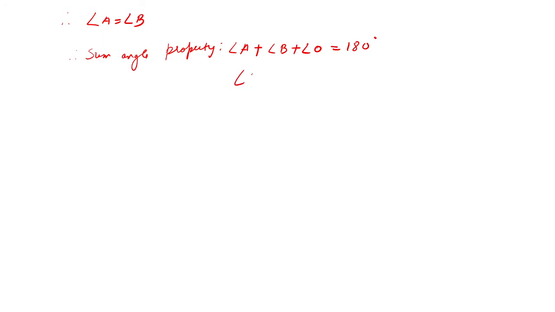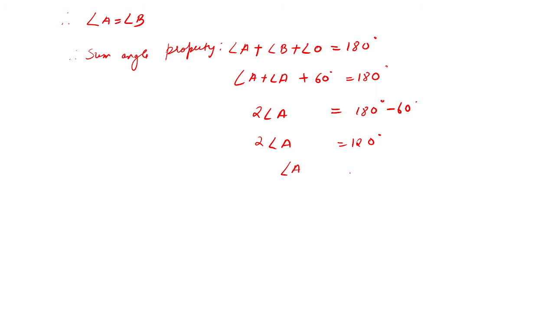Now angle A and B are equal, so I can write this as angle A plus angle A plus angle O, which is 60 degrees, equal to 180 degrees. So you have 2 angle A. Take 60 to the other side: 180 degrees minus 60 degrees, so 2 angle A becomes 120 degrees. Clear? So angle A will be equal to 120 degrees divided by 2, so angle A is equal to 60 degrees, and it is also equal to angle B.